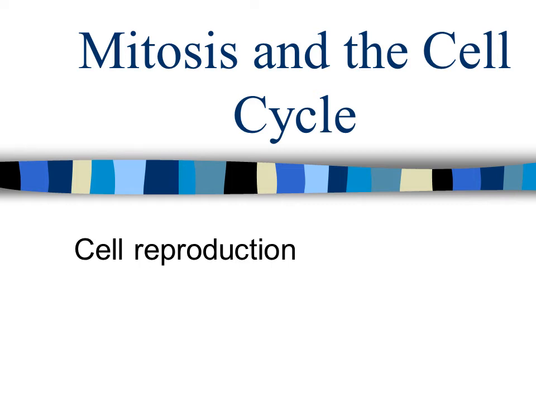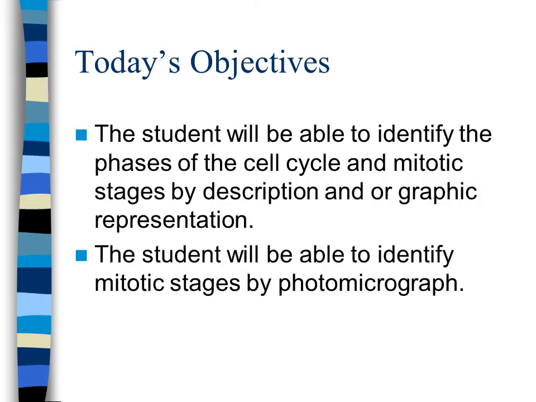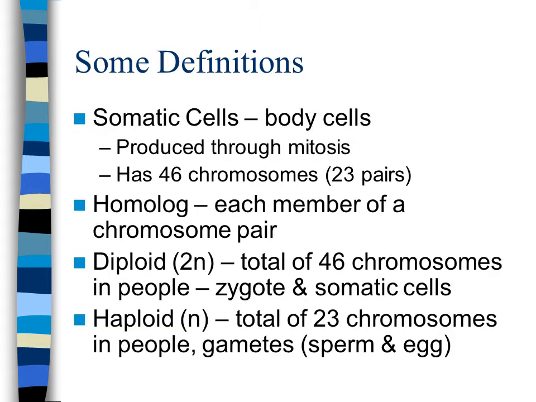Going to talk about mitosis and the cell cycle. And really what we're getting here is cell reproduction. So we have two objectives. One is that you'll be able to identify phases of the cell cycle and these mitotic stages. You'll be getting a description, just here's what they do in words, but we also do graphic representations where you'll actually see pictures of them. Sometimes they're pictures such as drawn by an artist.